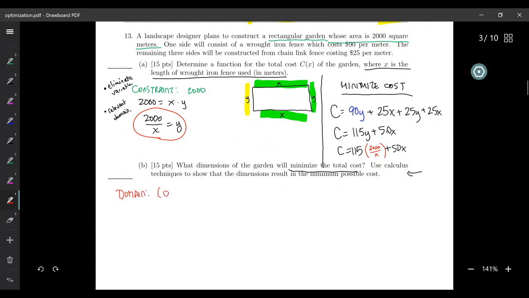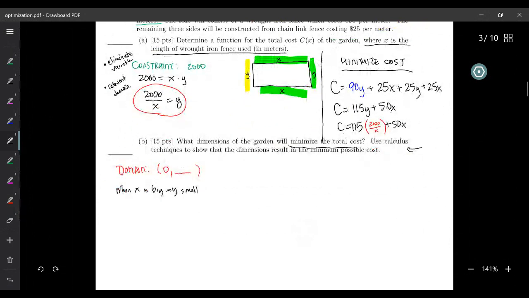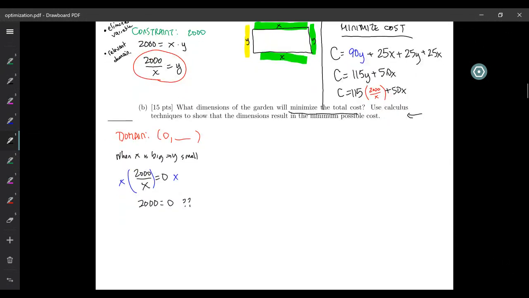All right, so remember that the domain in this geometric object has to be bigger than 0, right? If you have 0, then you have no rectangle. And so now we're looking at the y value. So remember that when x is big, the other variable y is small. So we're going to set 2000 over x equal to 0. And the problem here is if I multiply both sides by x, we're going to get a nonsense equation. If you get a nonsense equation like this, what this means is that your domain is unbounded.